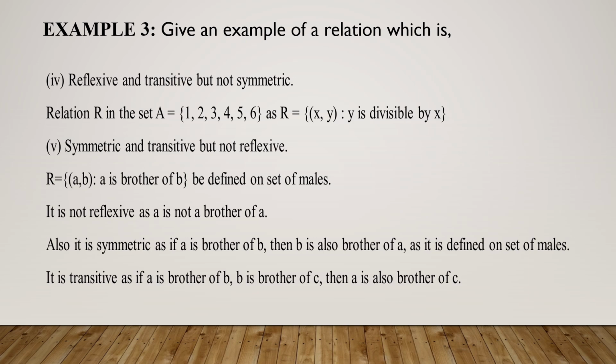It is symmetric, as if A is a brother of B, B is a brother of A, then obviously this will always happen because it is defined on the set of males. It is transitive, yes, because if A is a brother of B, B is a brother of C, then A will also be a brother of C. Again, why? Because it is defined on the set of males.